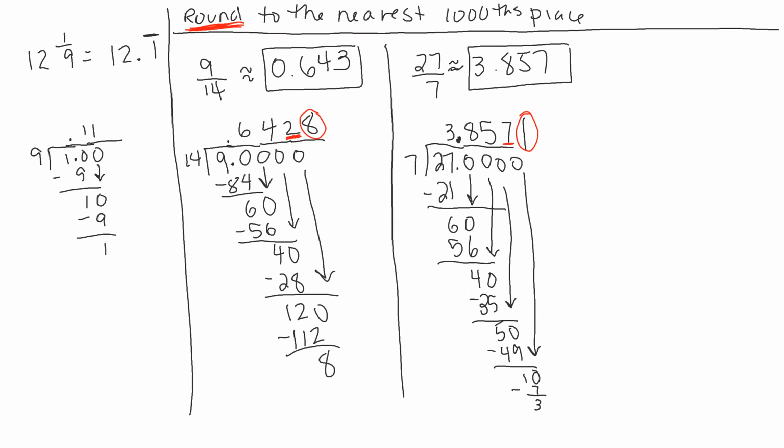All right. So be on the lookout for questions where it tells you to round. So whatever place value it tells you to round to, you've got to divide out 1 extra digit. So you know whether you round up or you round down.